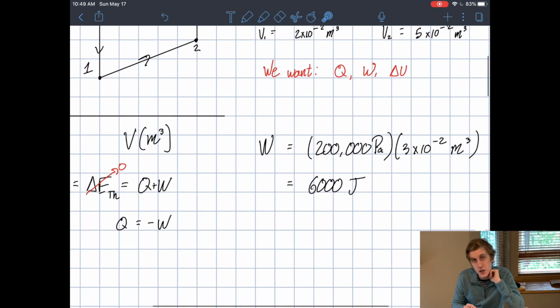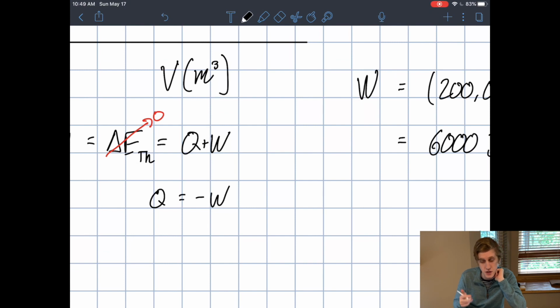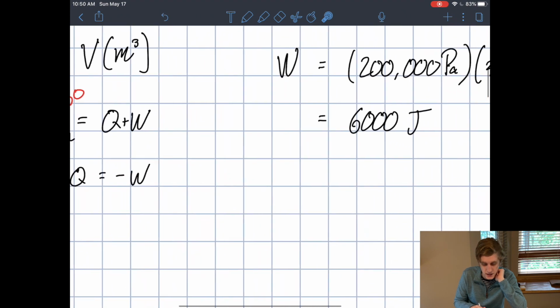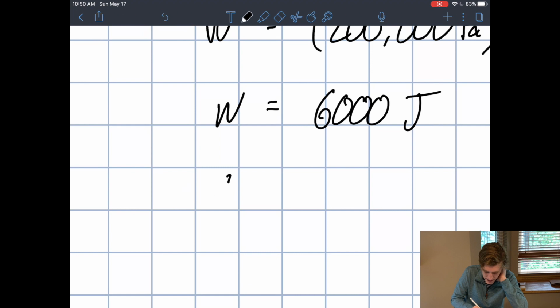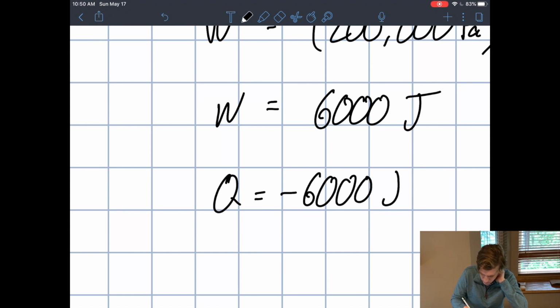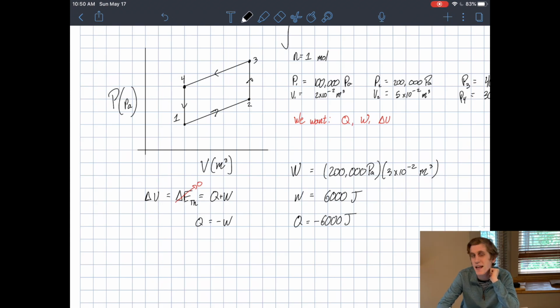So now we just need to know what the heat is. But because the change in internal energy is zero, we know that heat and work are just the opposites of each other. So now that we've found work, it's very easy to write down heat. So this process is gaining energy in the form of work and losing energy in the form of heat. The amounts of these are exactly equal, and so the total change in internal energy is just zero.